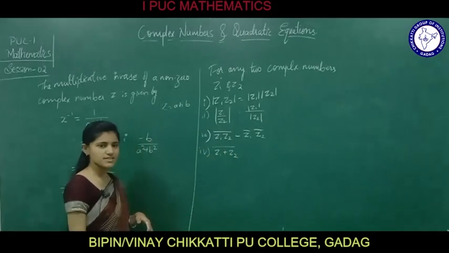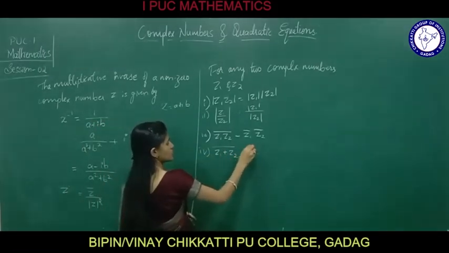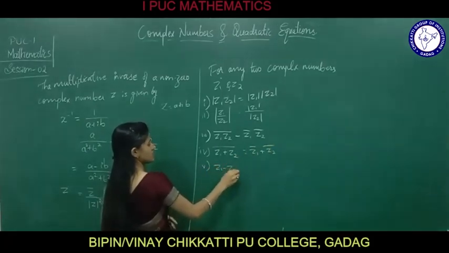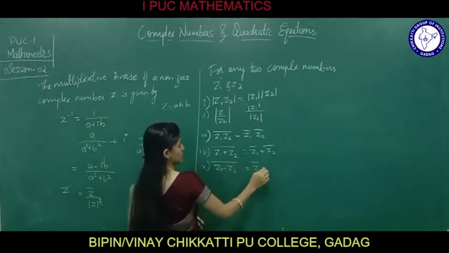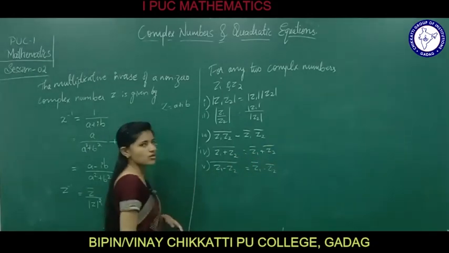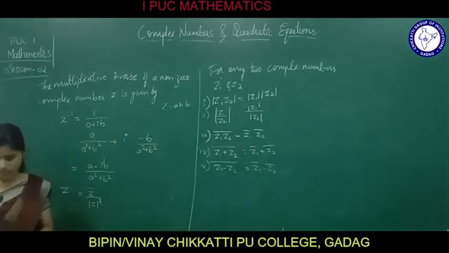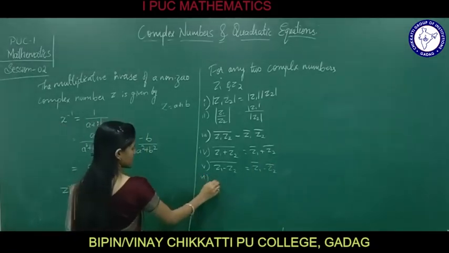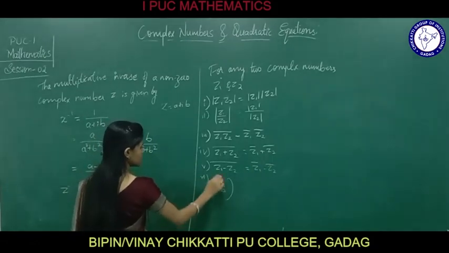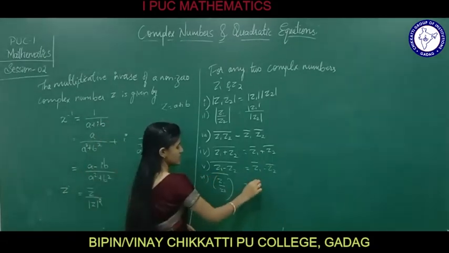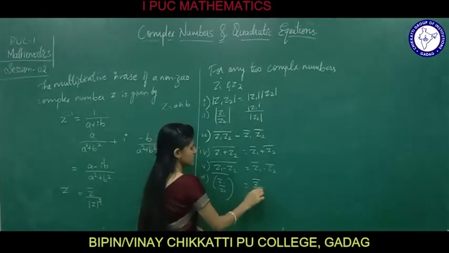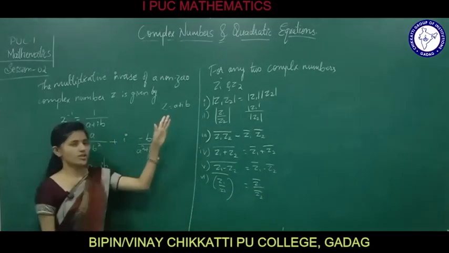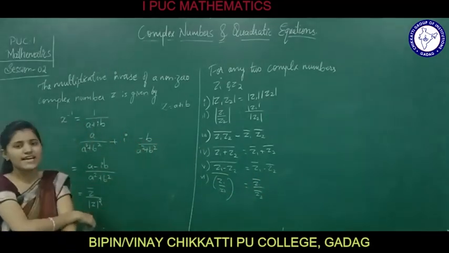Conjugate of z1 plus z2 is nothing but conjugate of z1 plus conjugate of z2. The same way, conjugate of z1 minus z2 is z1 conjugate minus z2 conjugate. And next, what about conjugate of z1 by z2? It can be written as z1 conjugate by z2 conjugate. These are the few identities which we need to remember for any two complex numbers z1 and z2.